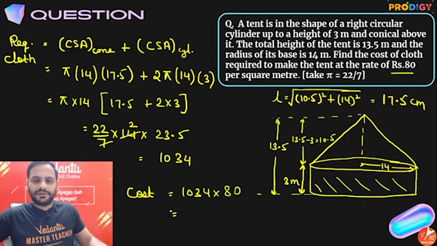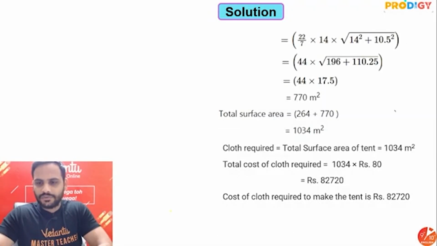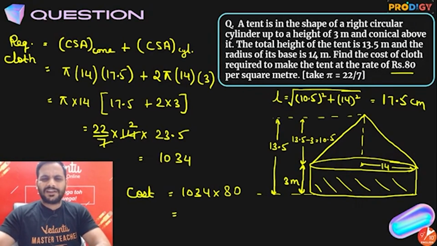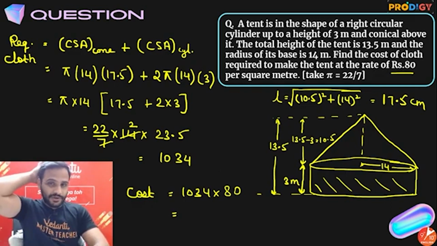You'll get your answer, right? So let's see what your answer is. Your answer is 82720. Alright, so this is how this question will be solved. Solve it, and you can do the calculation on your own. Alright guys, understand this thing. In this question it is very important that you identify what is going to happen, which surfaces will be included and which surfaces will not be included. All that is very important to understand.